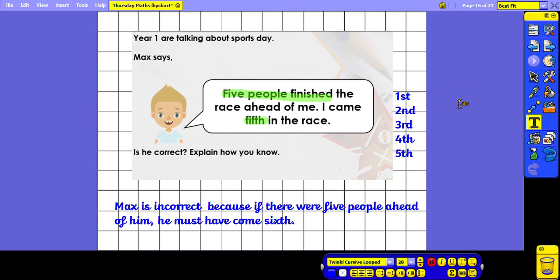Okay, so there were 5 people ahead of him. They would have come 1st, 2nd, 3rd, 4th and 5th. So there are the 5 people. He must have come 6th.